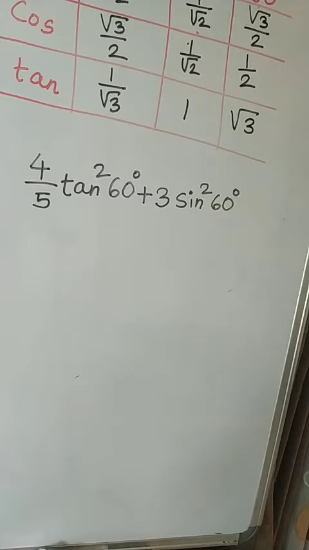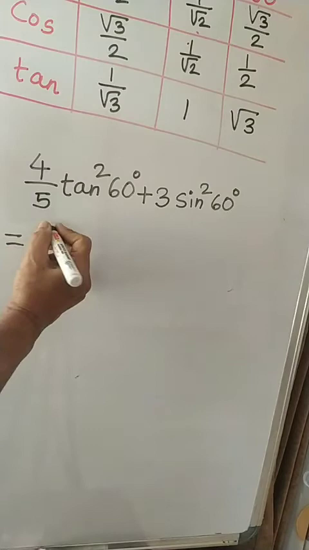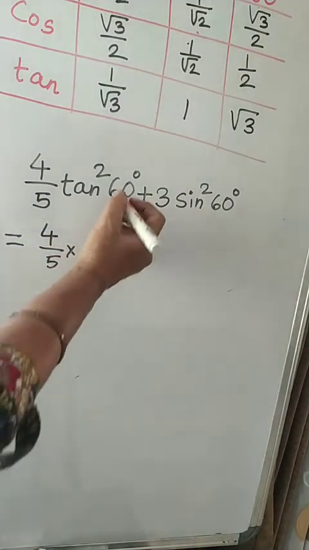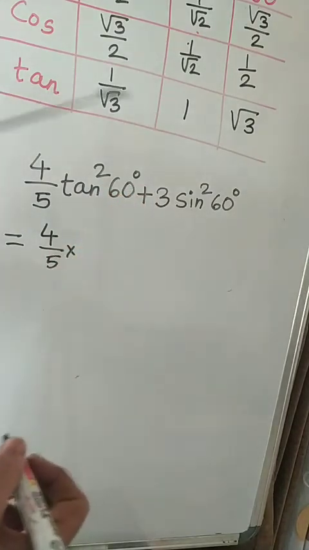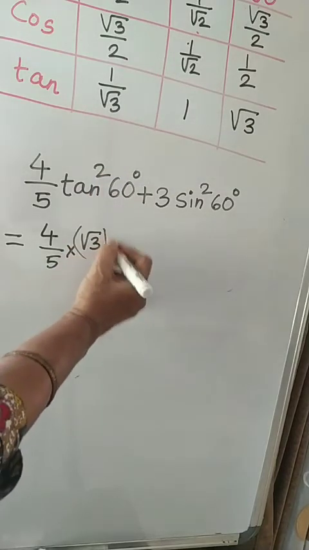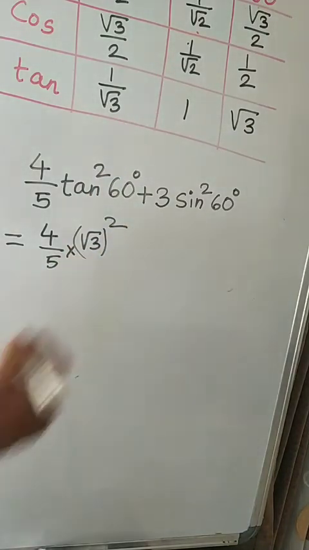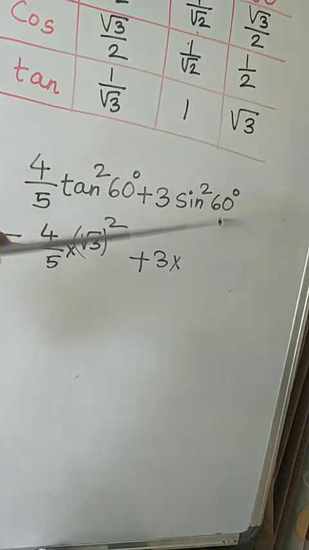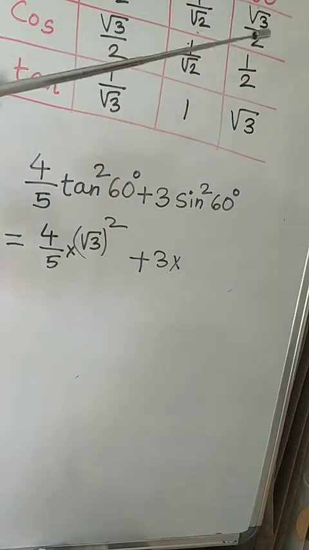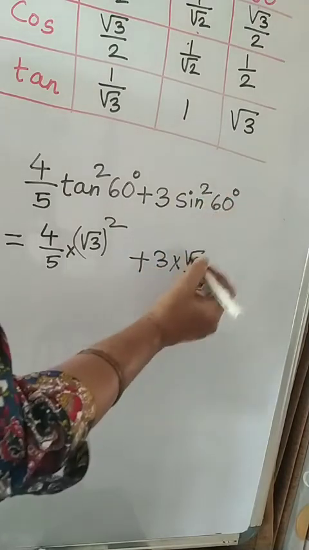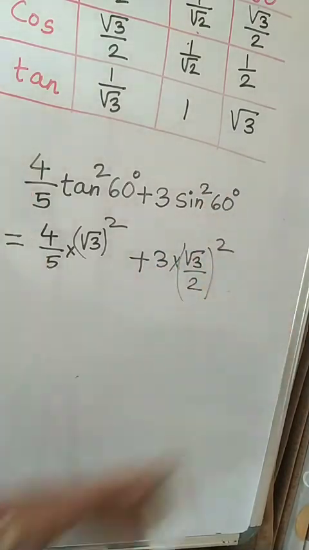It is square over here, and therefore let's do the working. 4 upon 5 multiplied by tan 60. Tan 60 is root 3 but square, plus 3 multiplied by sine 60. Sine 60 degrees is root 3 upon 2 but square, so the whole bracket square.